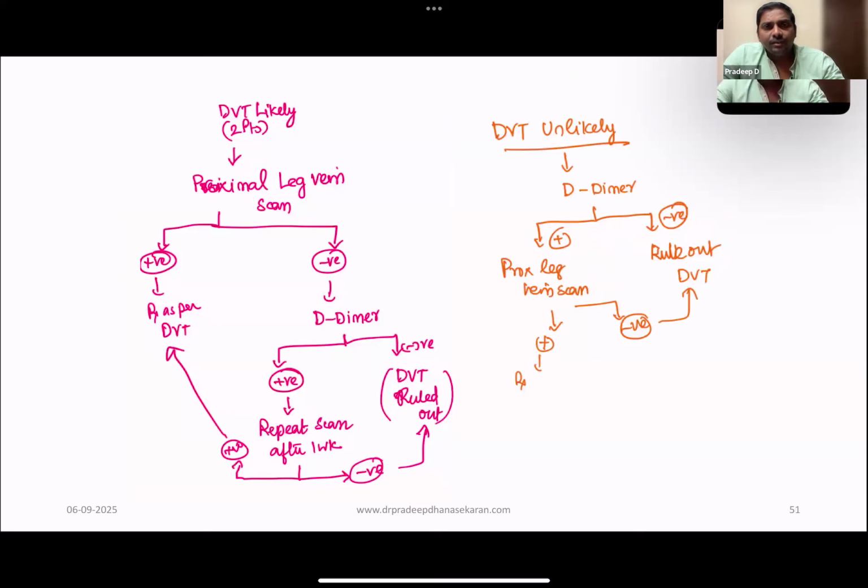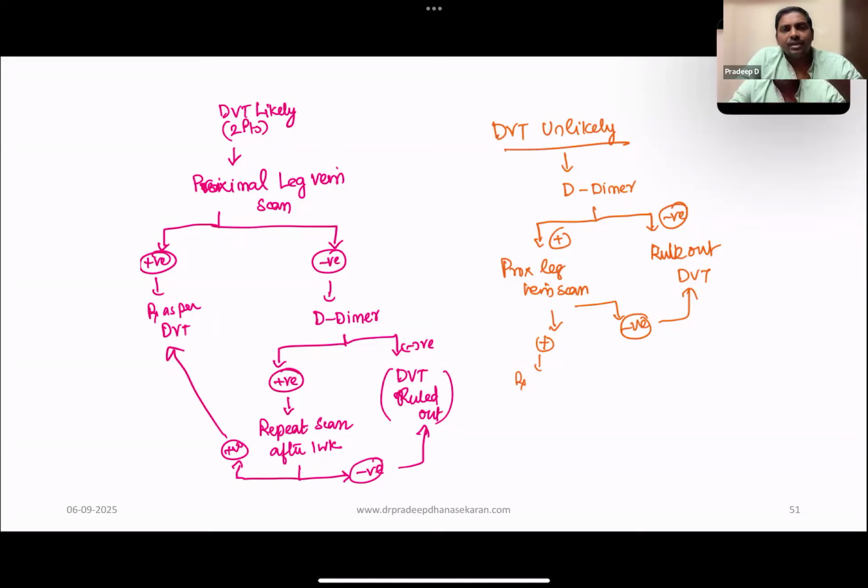Likewise, when the DVT is likely, that is Wells score 2 or above, the initial investigation, likewise for pulmonary embolism, you do a CTPA. For deep vein thrombosis, you do a proximal leg vein scan. If it is positive, you treat as per DVT. If it is negative, you again do a D-dimer. If it is positive, you repeat the scan after 1 week. If it is negative, that means you have ruled out DVT.